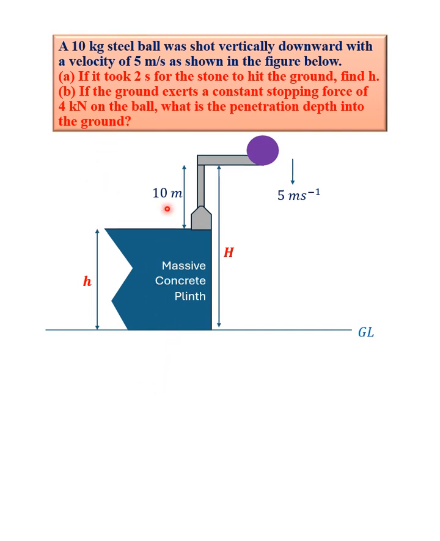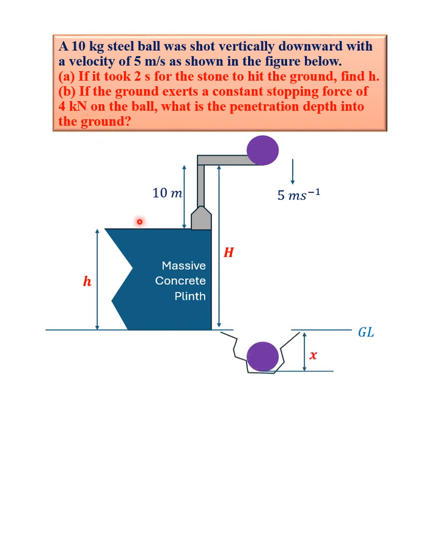Now for the B part of the question, we are told that if the ground exerts a constant stopping force of 4 kilonewton on the ball, what is the penetration depth into the ground? So if the ball falls to the ground and the ground was able to resist the ball with a force that stopped it, a stopping force of 4 kilonewton, we should find the penetration into the ground. So the ball fell to the ground, it penetrated into the ground to some depth, and it was able to stop after some time when the stopping force exerted by the ground is 4 kilonewton.